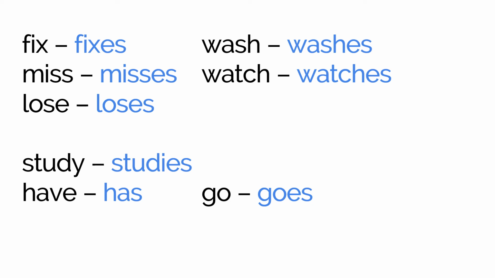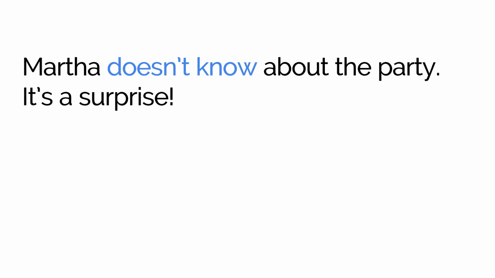Watch, watches. Lose, loses. Some verbs behave differently from the rest. Study, studies. The y changes into ies. Have, has. Go, goes. In negative, we use the auxiliary doesn't before the verb in simple form.